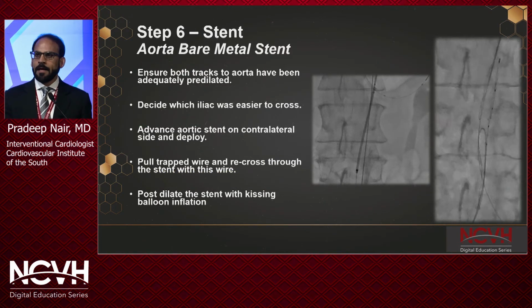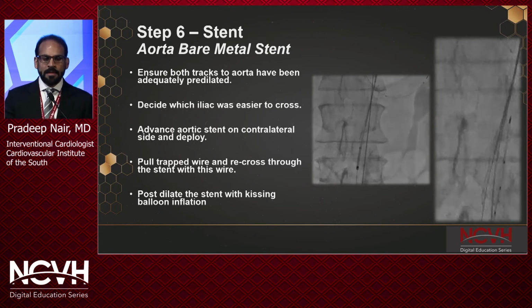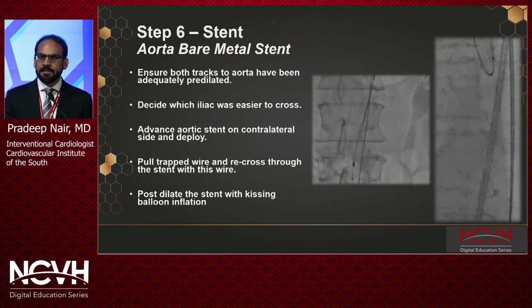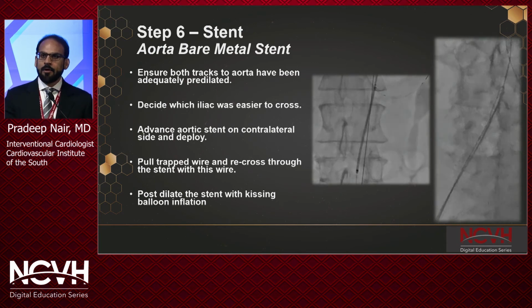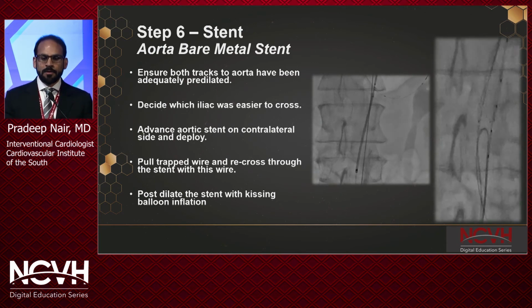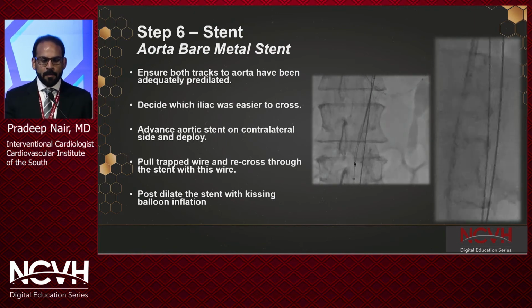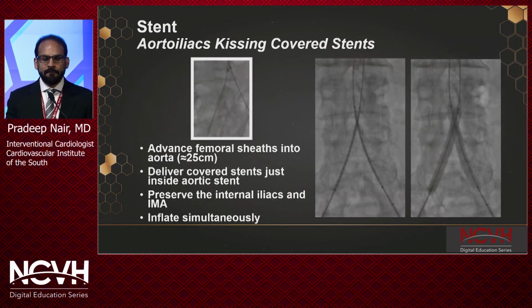So step 6, stent. Ensure that both tracks to the aorta have been adequately pre-dilated. The next thing you want to do is decide which iliac was easier to cross. Advance your aortic stent on the other side. And then what you want to do is pull your trapped wire and then recross through the stents. You post-dilate the stent with kissing balloon inflations.